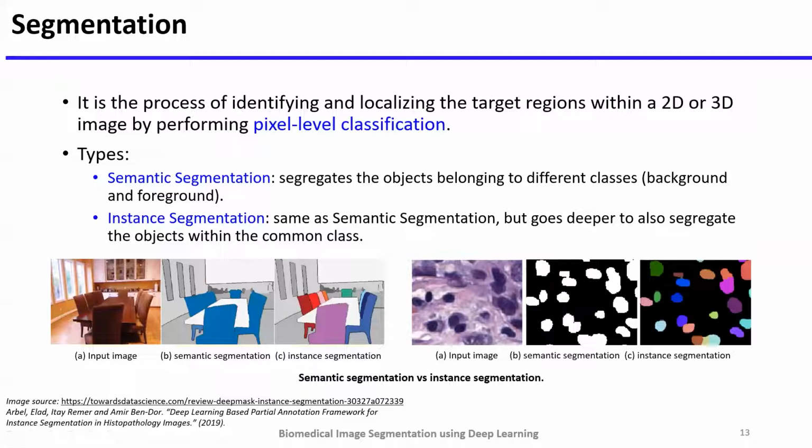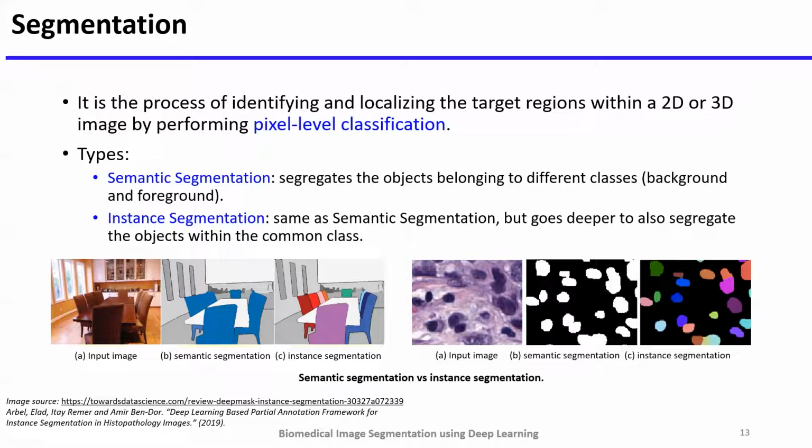So let us see the segmentation in more detail. Segmentation is the process of identifying and localizing the target regions within 2D or 3D images by performing pixel-level classification. There are two types of segmentation. One is semantic segmentation. Semantic segmentation segregates the objects belonging to different classes, for example background and foreground. So it basically shows the difference between the background and the foreground components.